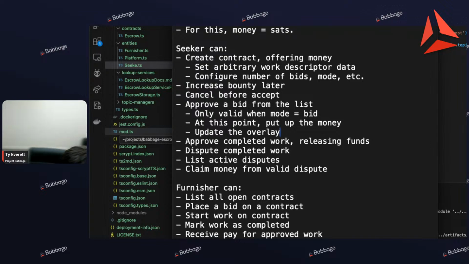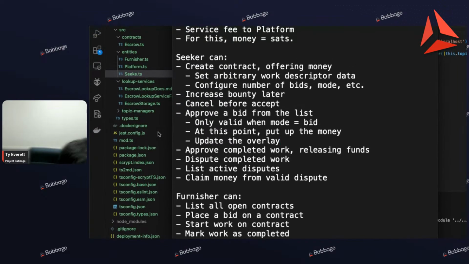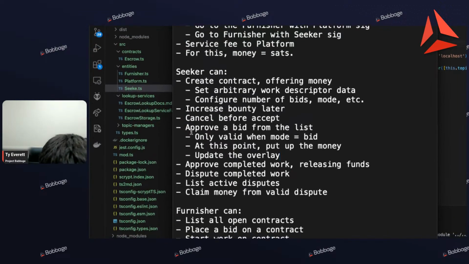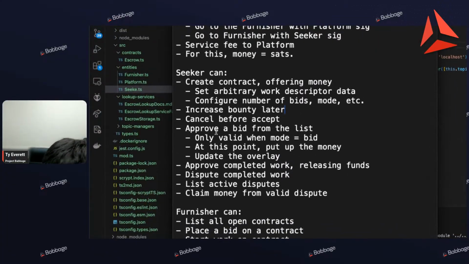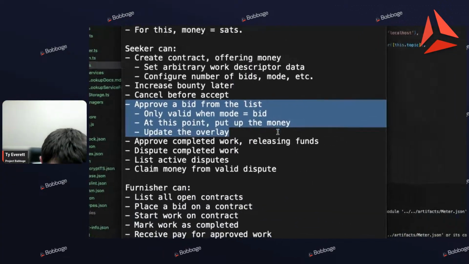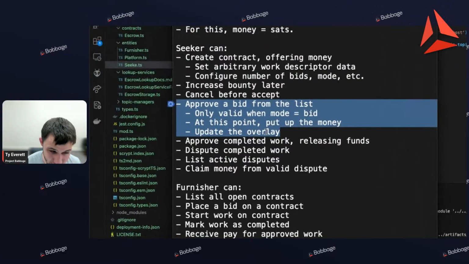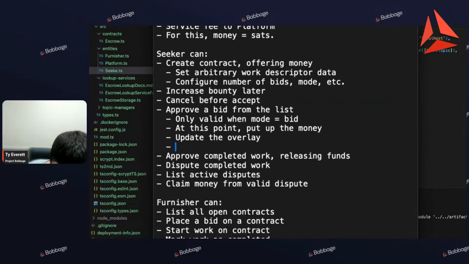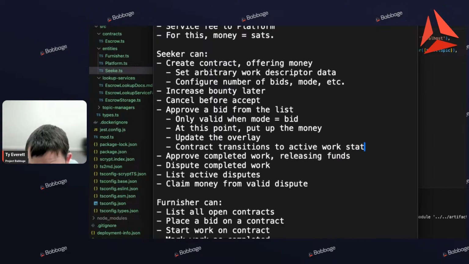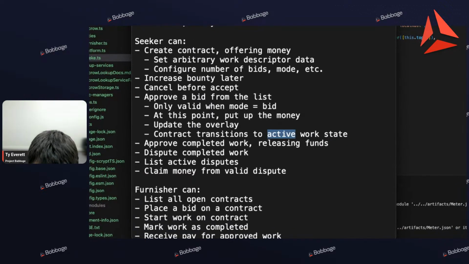Okay, so when I make a bid, okay, so if I want to approve a bid from the list, that's how that works. Then the contract transitions to active work state. So work is active after the bid is approved.